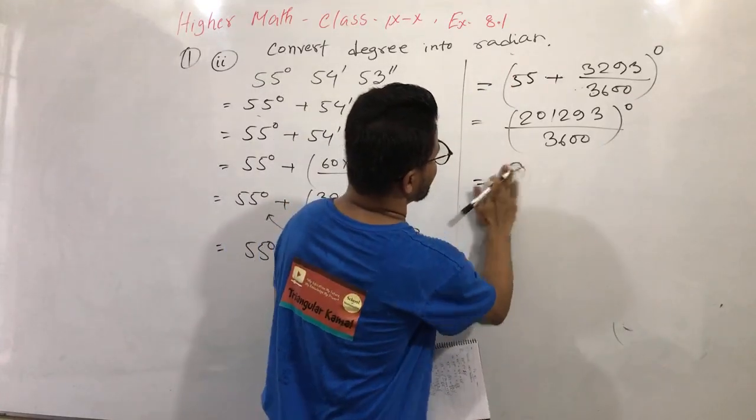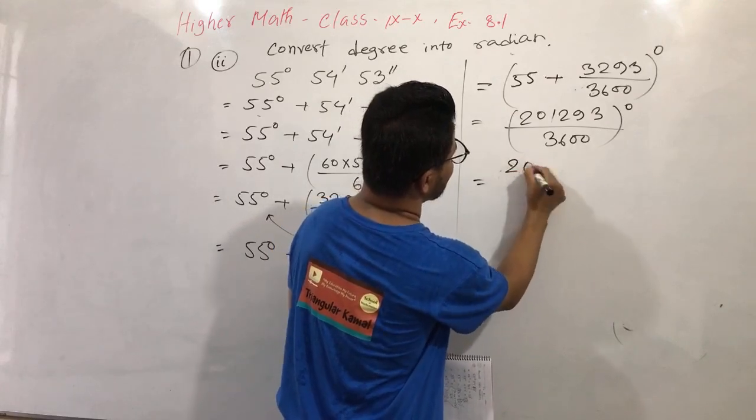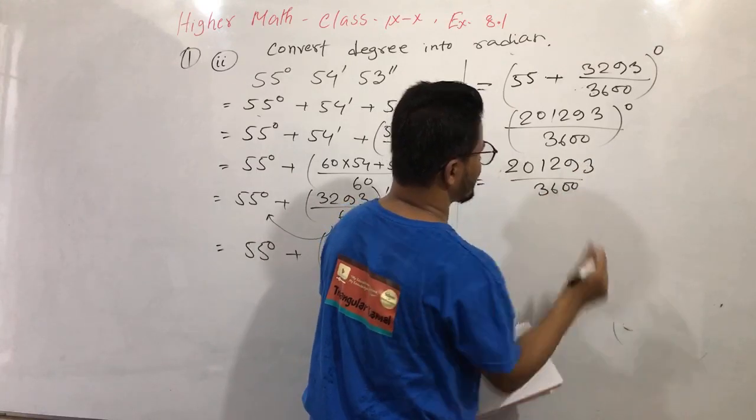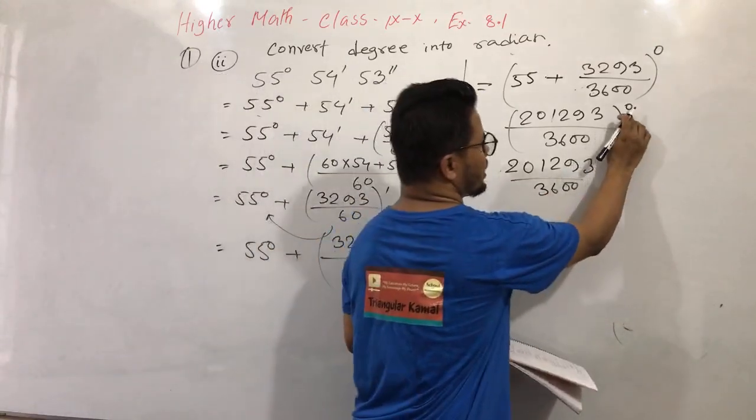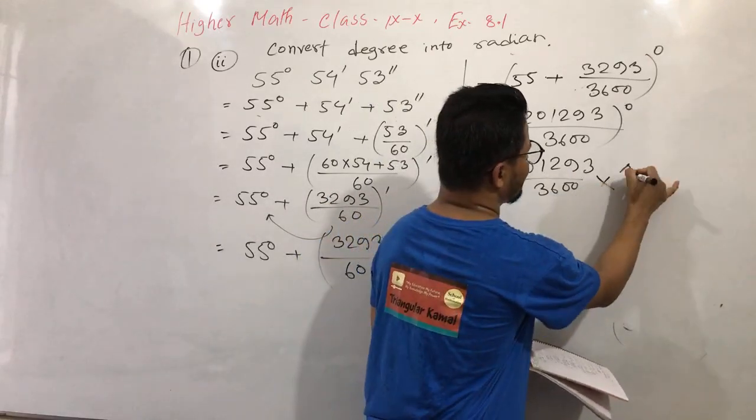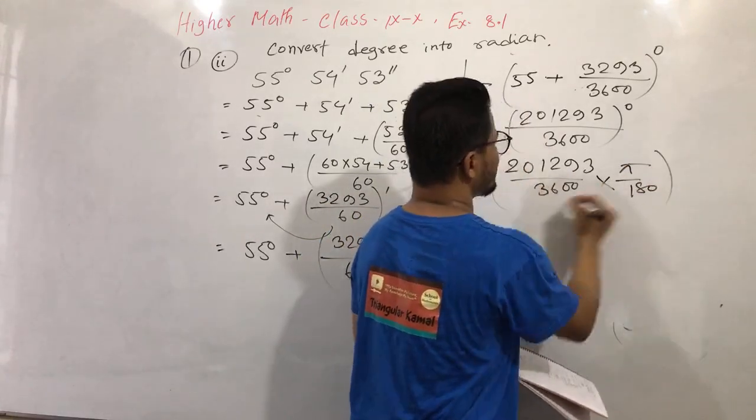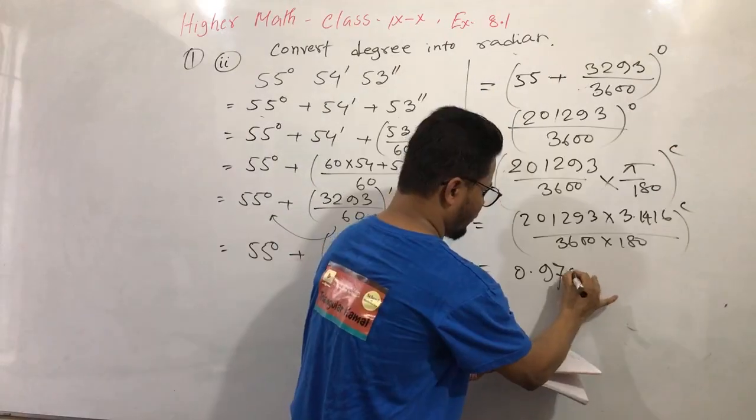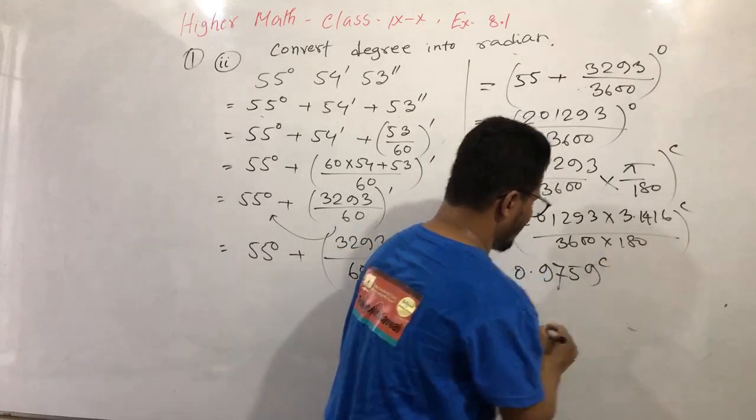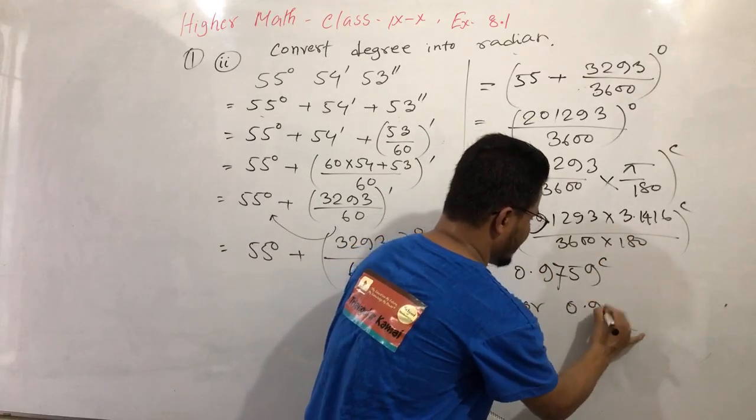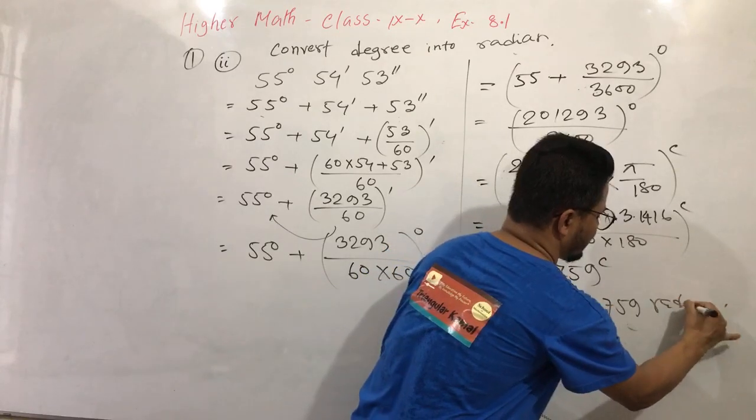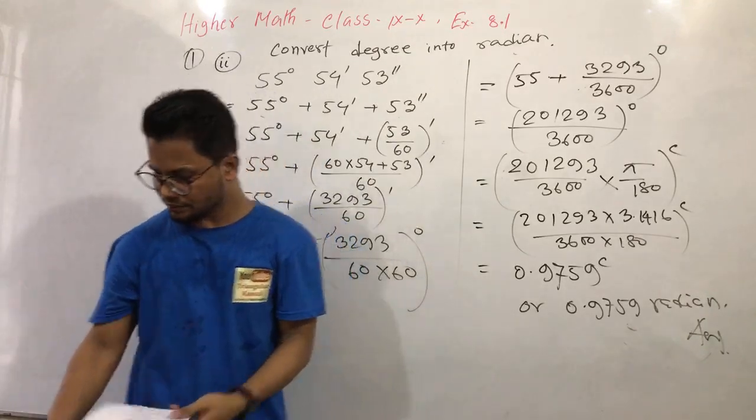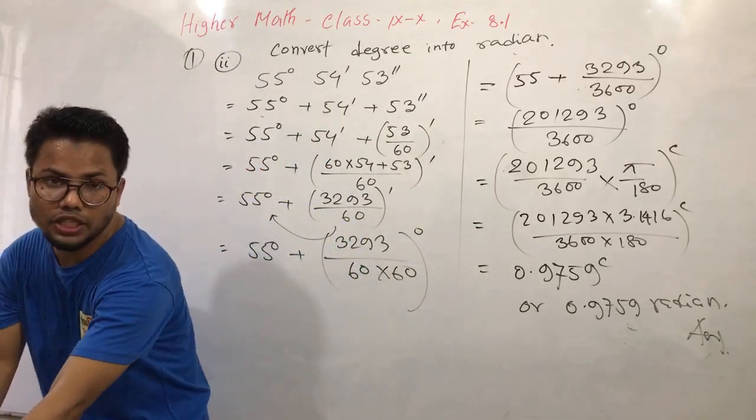So 201293 over 3600. What is the relation between degree and radian? Just multiply by pi over 180, and totally this one is converted. Now if we multiply by pi over 180, this is in radian, or you can write 0.9759 radian. This is our final answer, degree converted into radian. If you have any questions, please comment.